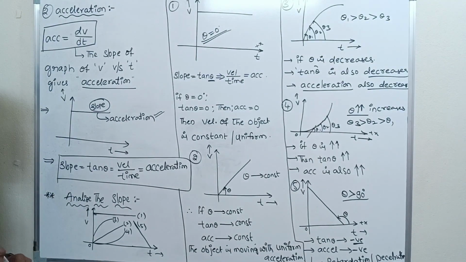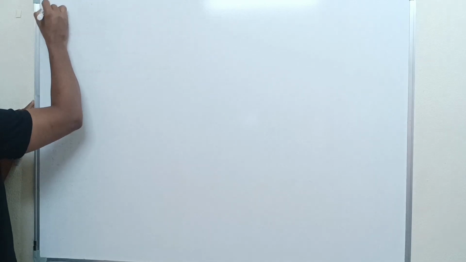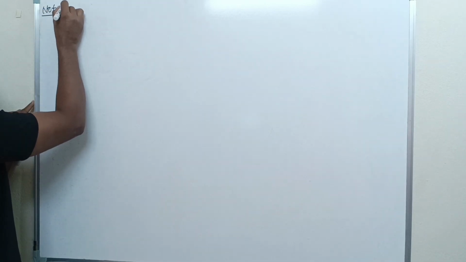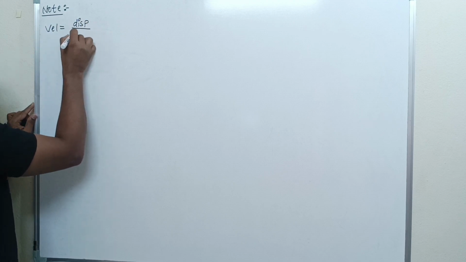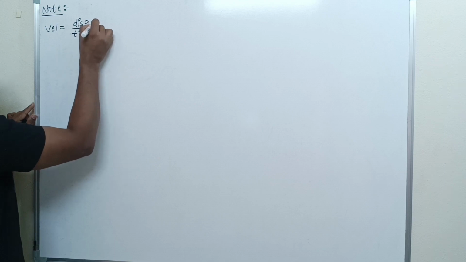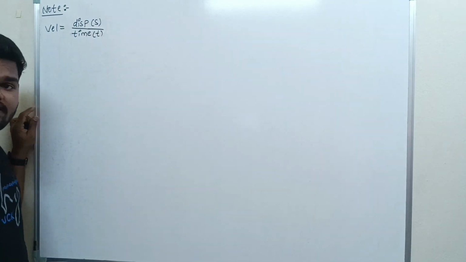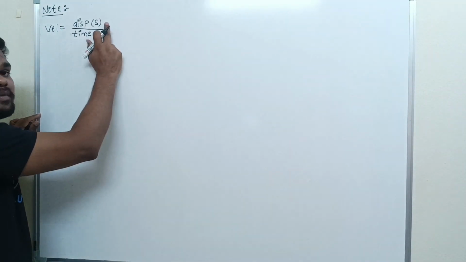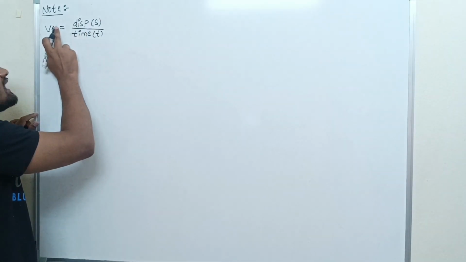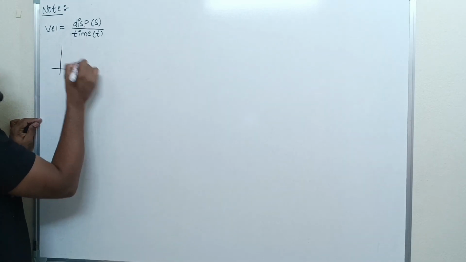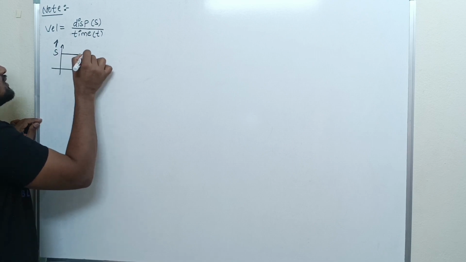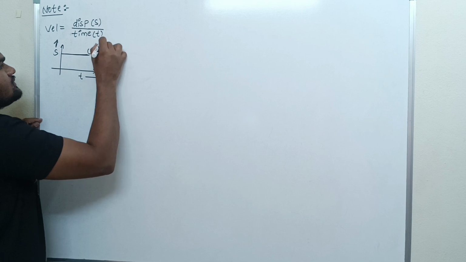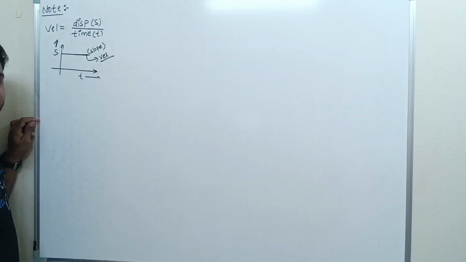3, 2, 1, go. So let us see the note. Have a look. Instantaneous velocity, or velocity, is nothing but displacement by time. Displacement is S and time is t. S versus t means the slope of the graph of S versus t gives velocity, or instantaneous velocity.